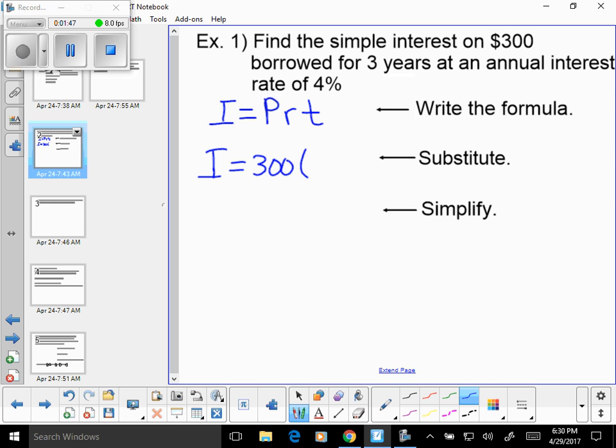R stands for the rate of interest, which is a percent expressed as a decimal or fraction. 4% will be put in as 0.04. T stands for time, and it must be in years. We are given years, so we're going to multiply that by 3. If you put that through your calculator, you will come up with $36.